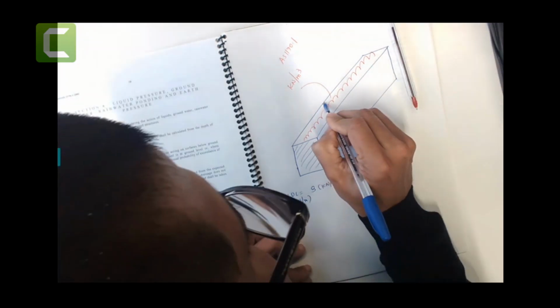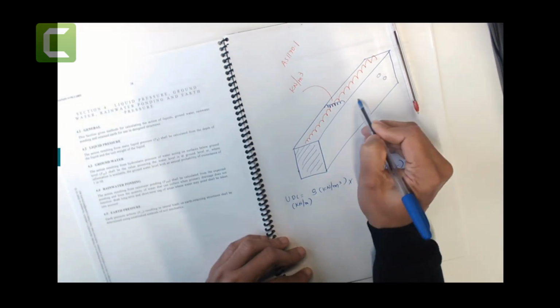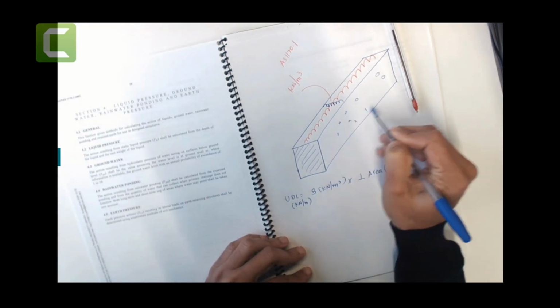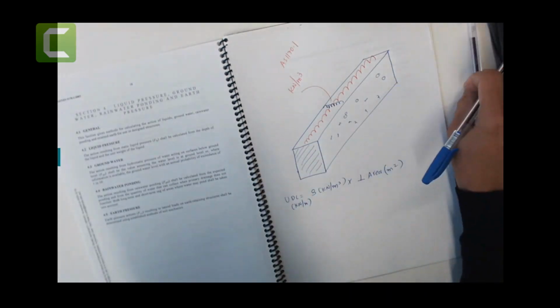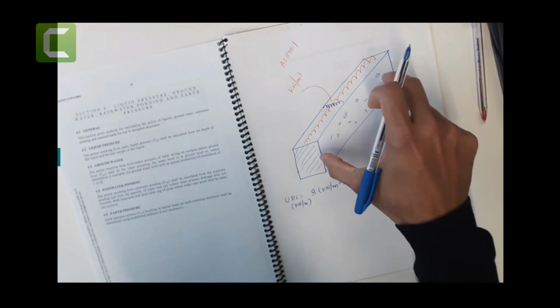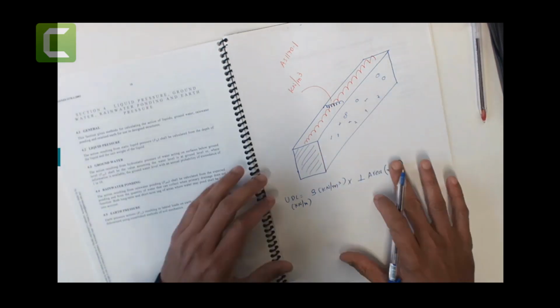If someone asks you to calculate the UDL load going in this direction, then you multiply by this area. You see, that's the UDL load going across in this fashion. So this is how it's helpful.